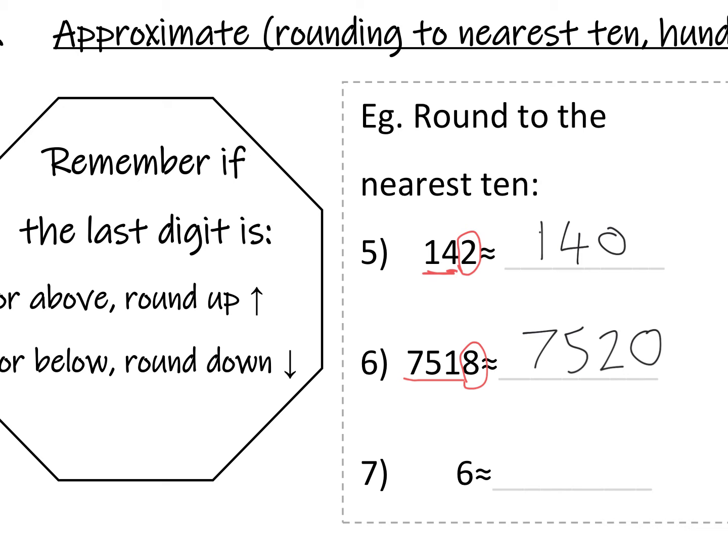Finally, example 7, if we look at the tens column, there's nothing there. So if there was to be a digit there, it would be 0. And we check the number after the tens column, which is a 6. 6 tells us to round the number up. So 0 rounds up to 1, and the 6 goes to a 0. So 6 to the nearest 10 is 10 itself.